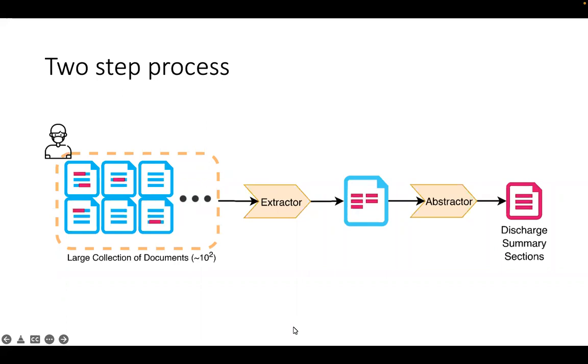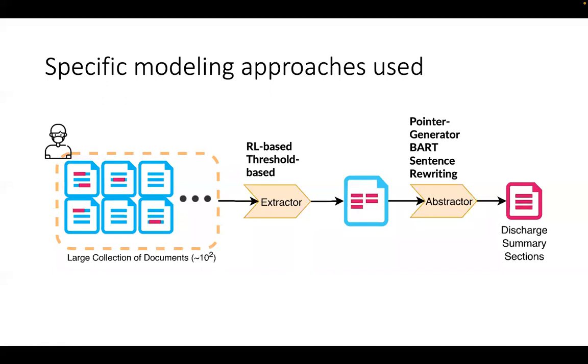We are generating these sections one at a time. So a model is trained for every section. So at a high level, we have an extractor and an abstractor, and we are trying to generate discharge summary sections. So the specific modeling approaches that were used for these two tasks are now shared on the screen. We have a reinforcement learning threshold-based approach where reinforcement learning is essentially going to reward the model if it extracts the correct sentences. It is going to punish the model if it extracts the wrong sentences.